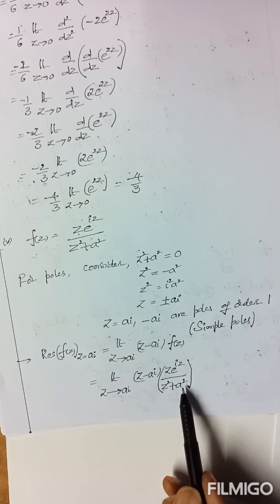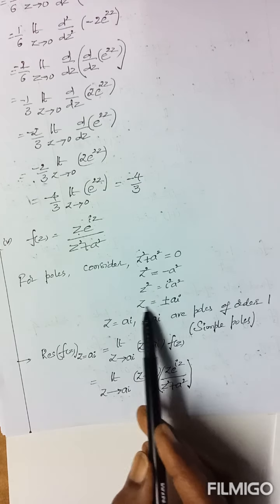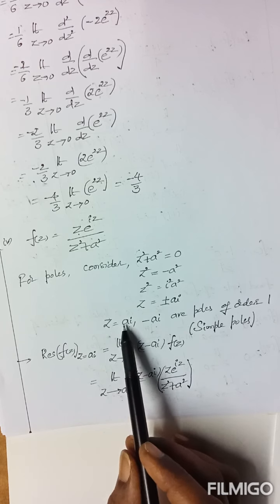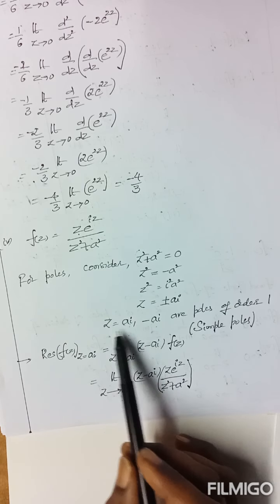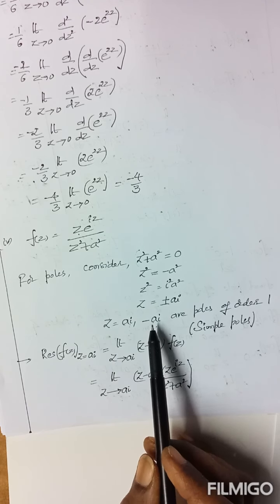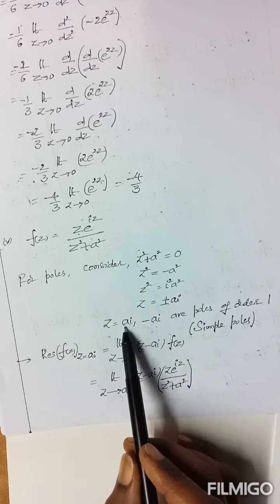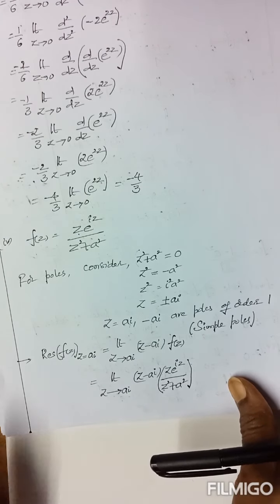In this case, we have to find the factors of the denominator using its roots only. These two are called poles. Now z equal to ai is a pole, then the factor is z minus ai. Z equal to minus ai is a pole, then the factor is z plus ai. Likewise, you can write the factors using these two values of z only.